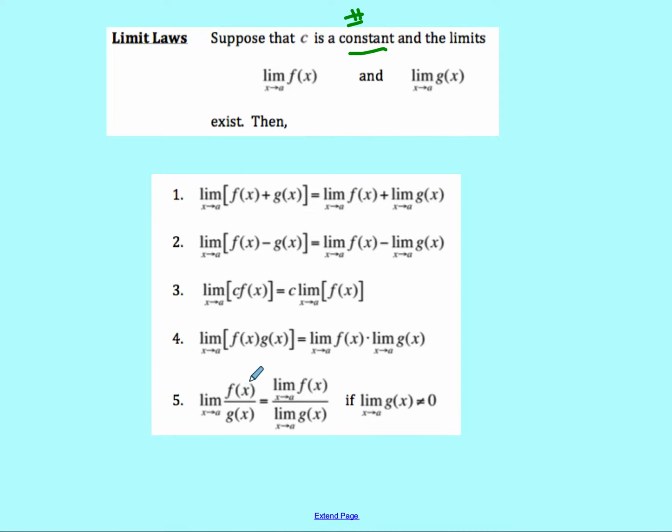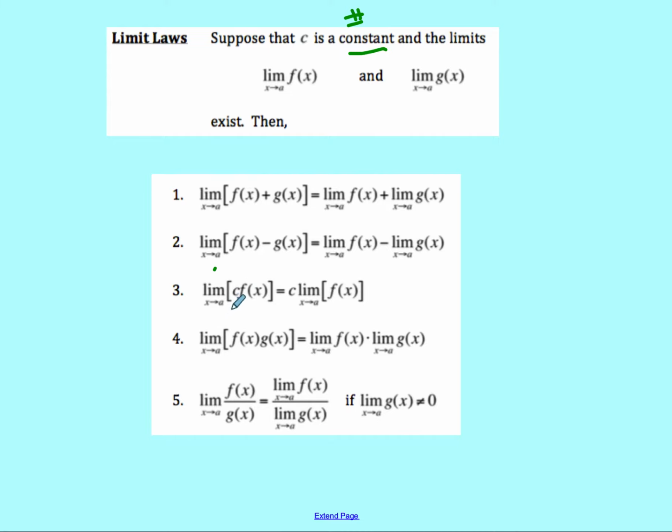Okay, if that is true, then we have the addition or sum property with limits. So the limit as x approaches a of f of x plus g of x will equal, you can find the limit of each one of those independently and then add them together. The same thing is true with subtraction. If we have the limit as x approaches a of f of x minus g of x, you can find them by themselves.